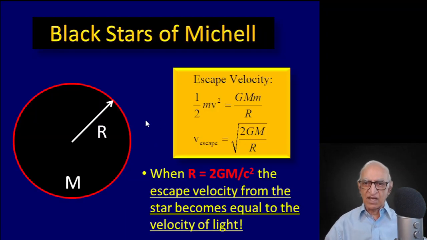He argued as follows. Let us consider a star of mass m and radius r. The escape velocity from the star is to be calculated in Newton's mechanics according to the relation that half mv², which is the kinetic energy of the escaping particle, must be equal to the potential energy GMm/r, and that gives the expression for the escape velocity, the square root of 2GM/r. Therefore, when the radius of the star becomes equal to 2GM/c², the escape velocity from the star will become equal to the velocity of light itself, and the star will appear black.